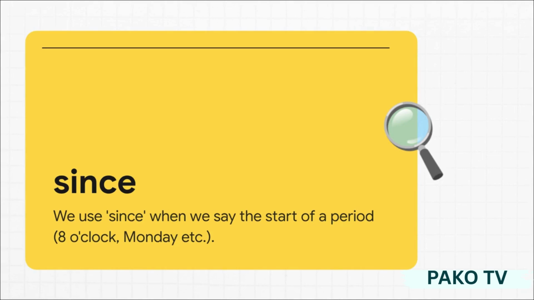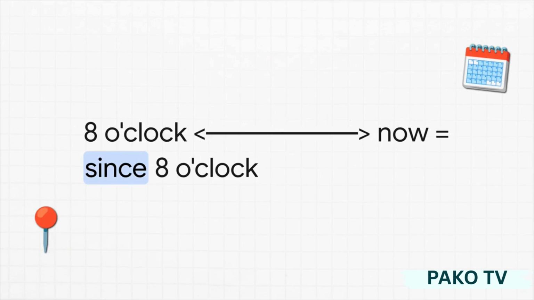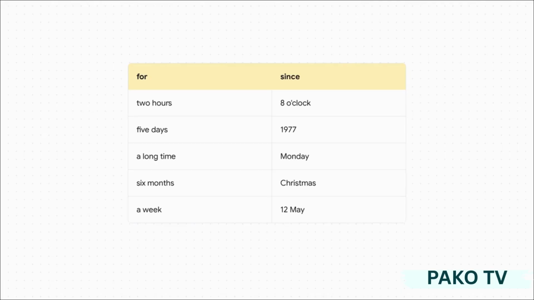And now for our second tool, since. So if for is the measuring tape, then since is the starting line. It doesn't measure anything. It just points back and says, this is the exact moment it all began. You can see it right here. The action kicked off at 8 o'clock and it's still happening. We use since to flag that specific starting point. So the action has been happening since 8 o'clock. Now let's put them side by side. When you see it like this, the pattern just clicks, doesn't it? The for column is all about quantities of time, things you can measure. 2 hours, 5 days. The since column, it's all starting points, a specific time, a date, an event. That's the whole game right there.